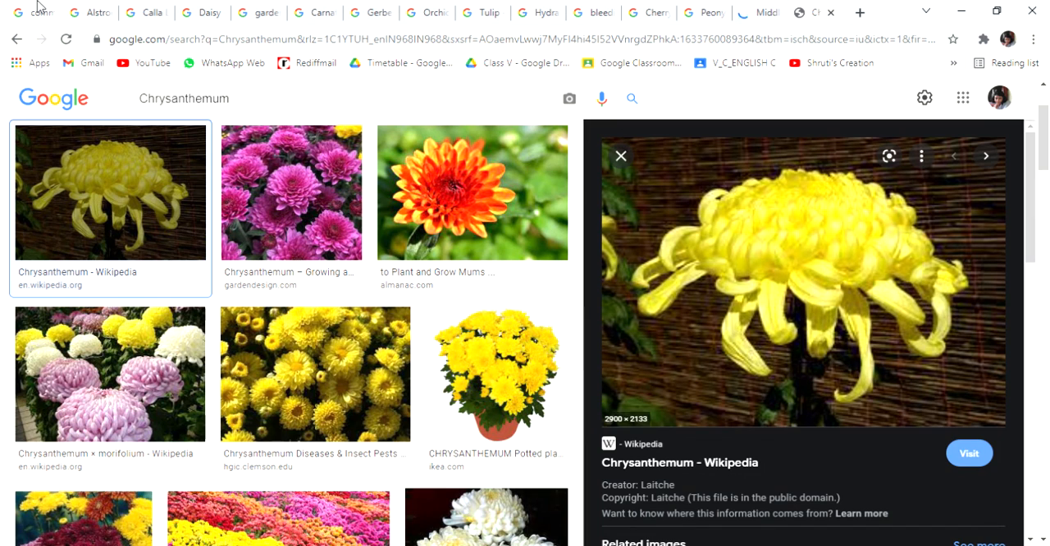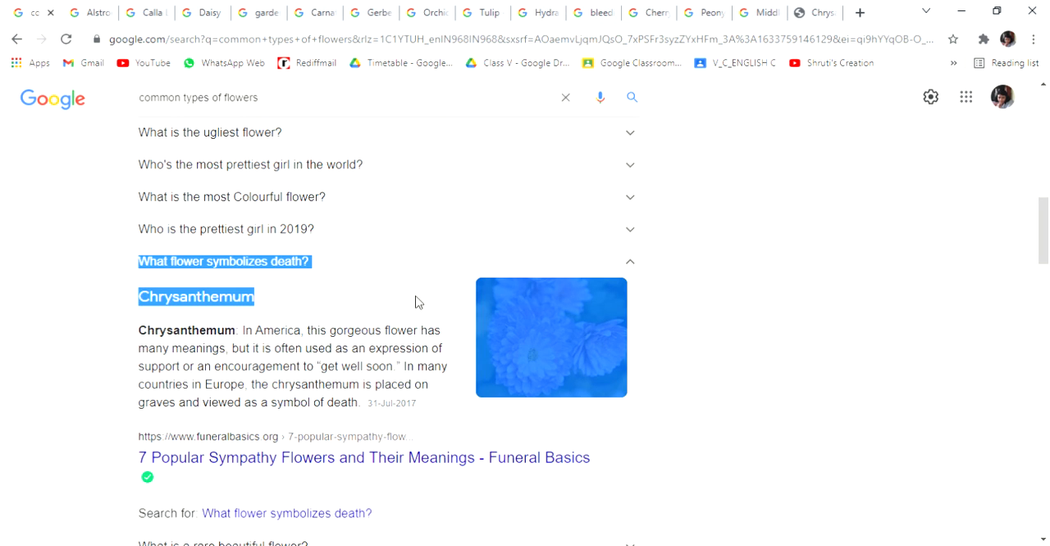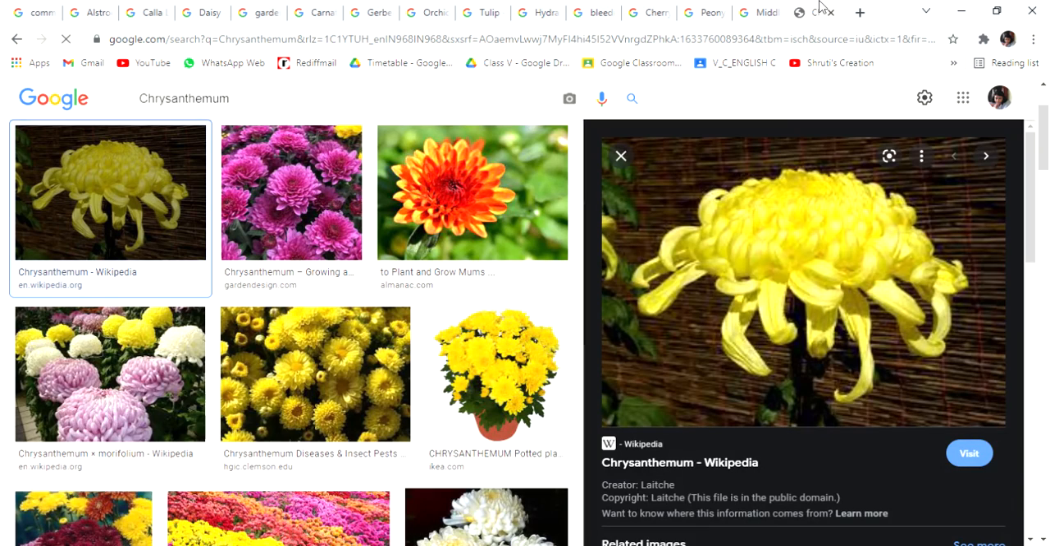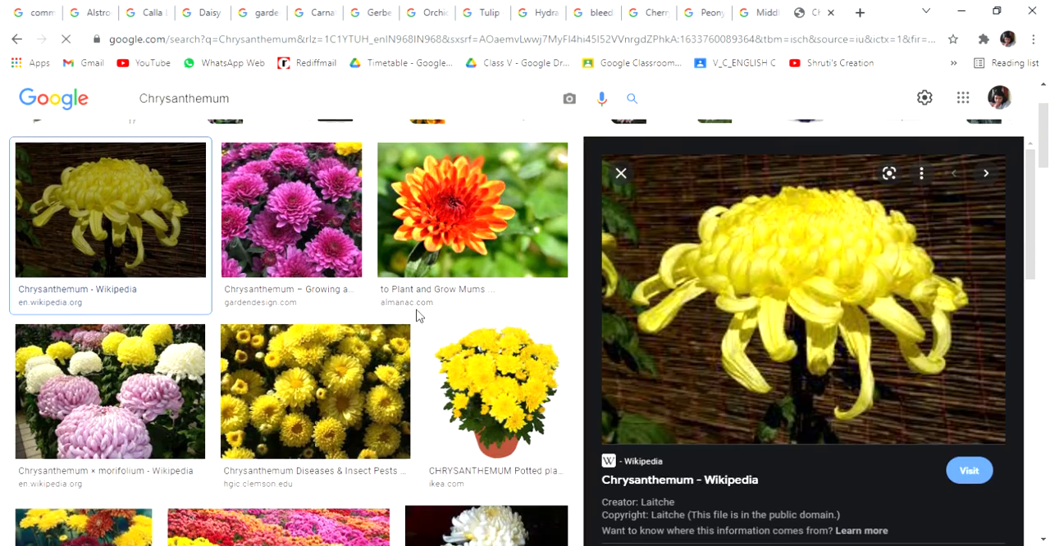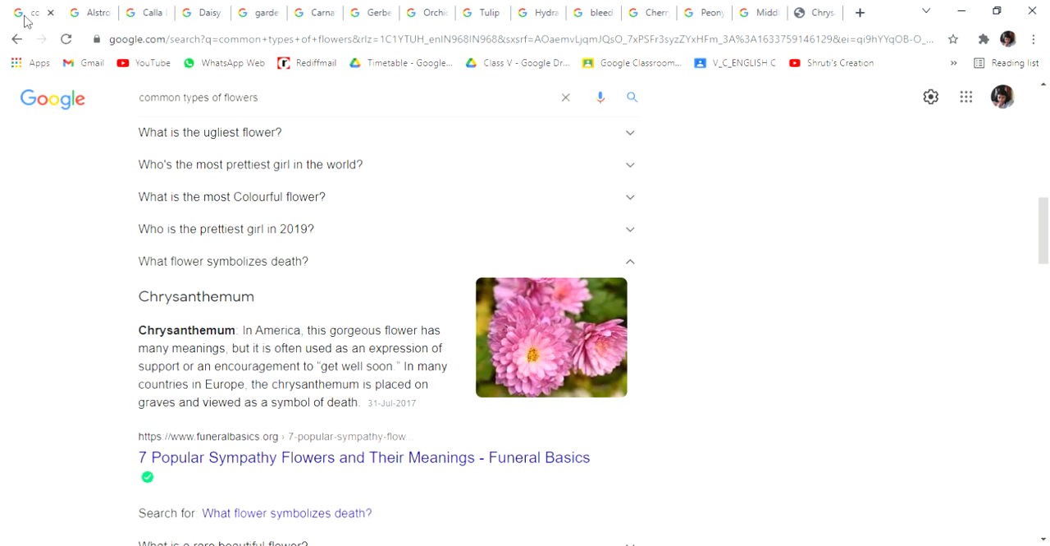So I think you have learned many things about these flowers. Okay, I think you have learned, and if you want to see some other flowers with full description and all, please comment below.